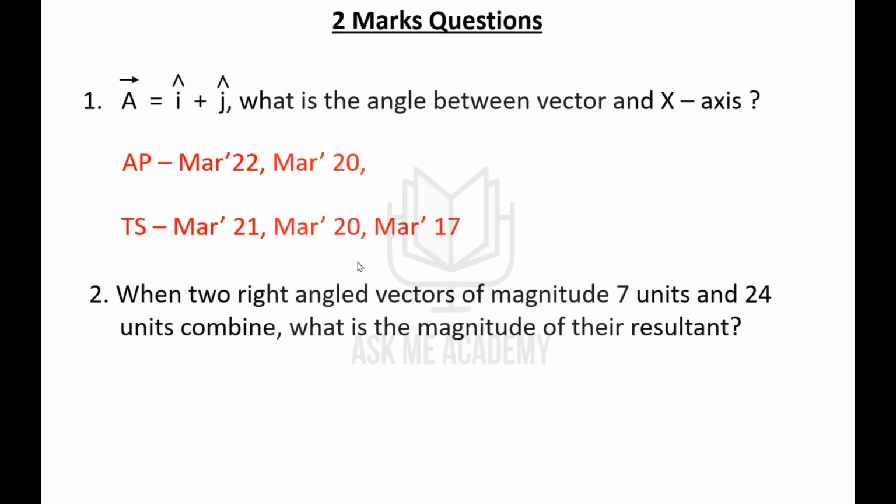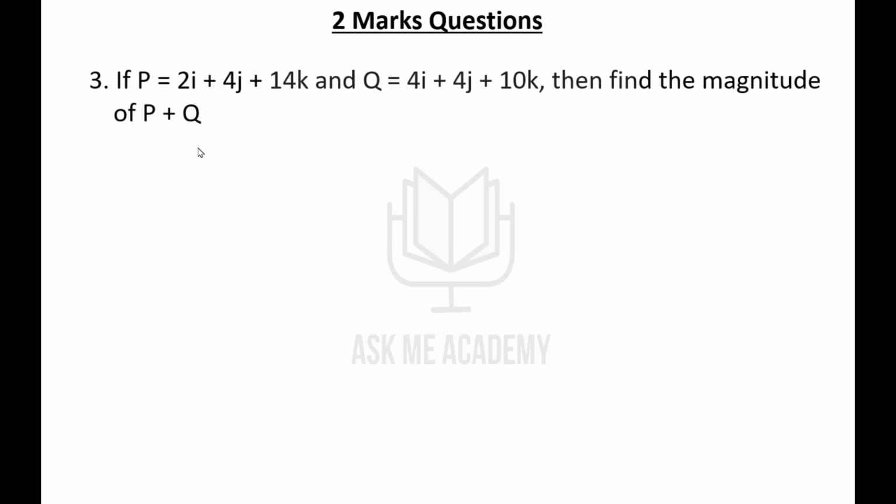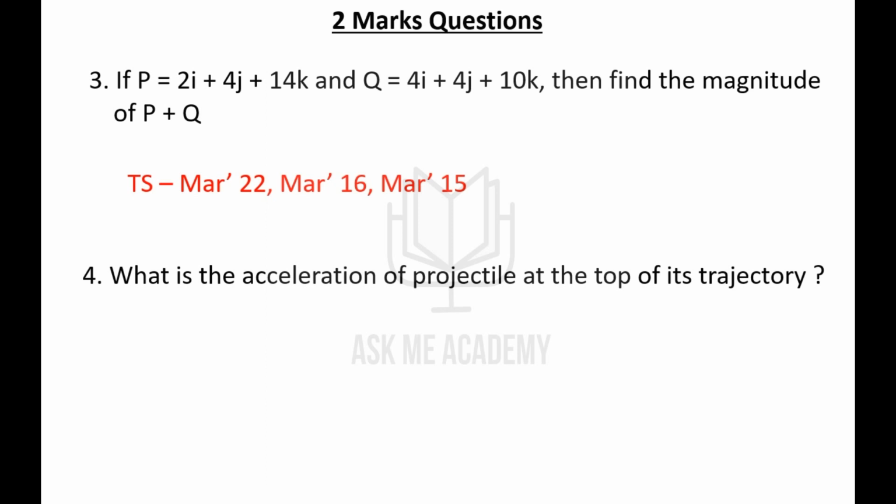The next question is, when 2 right angled vectors of magnitude 7 units and 24 units combine, what is the magnitude of their resultant? This was asked 4 times in AP. The next question is, if P is equal to 2i plus 4j plus 14k and Q is equal to 4i plus 4j plus 10k, then find the magnitude of P plus Q. This was asked 3 times in Telangana. Then, what is the acceleration of projectile at the top of its trajectory? It was asked once in AP and once in Telangana.